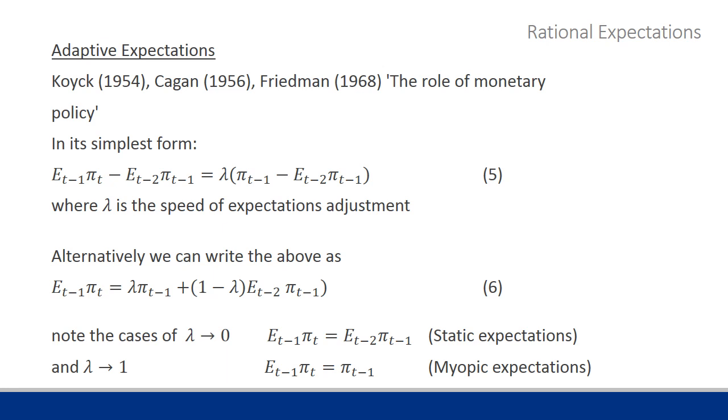If lambda is tending to 1, so if we weight our mistake heavily, then by substituting lambda equal to 1 into equation 6, we have that e pi t is equal to pi t minus 1. So our expectation of inflation is just what it was in the previous period. And those are something we call myopic expectations.